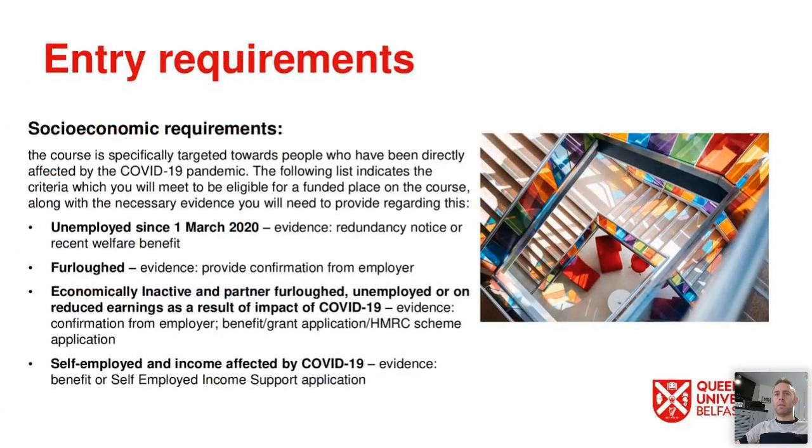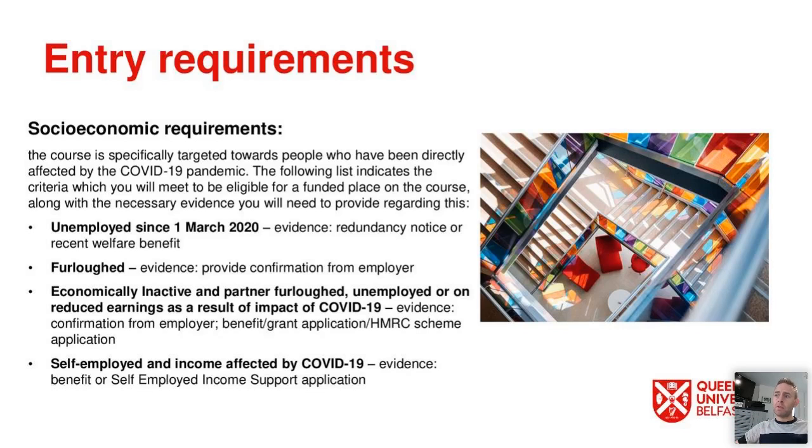The other element then of requirements is the socio-economic requirements. Basically, since COVID kicked in, in terms of furlough, etc., the basics of that would be unemployment since the 1st of March. We will need evidence of that, such as a redundancy notice or recent welfare benefit. Again, admissions are going to handle this for us. So if you do upload some, make sure you're sure of what you're doing. Follow the regulations. They're going to be very clear on the site about what you need to do. Plus, people who may have been furloughed or continue to be furloughed. I know the scheme has changed over time, but that sort of equivalence.